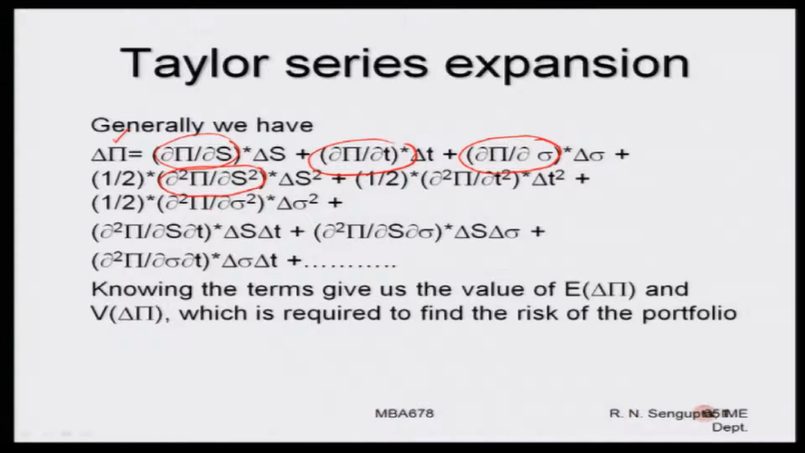These are the second derivatives with respect to spot price, with respect to time, with respect to standard deviation. This is again a second derivative, but taken with respect to two different variables: first with respect to spot, then with respect to time. It could also have been with respect to time and then spot. This is with respect to spot and standard deviation. It could also have been with respect to standard deviation and spot, then standard deviation and time, and also time and standard deviation.